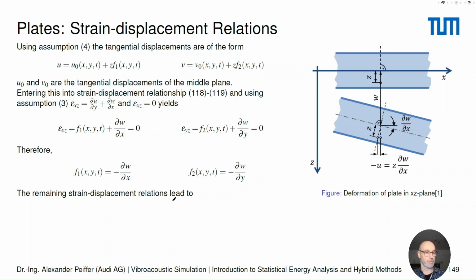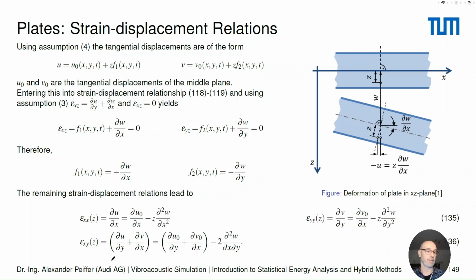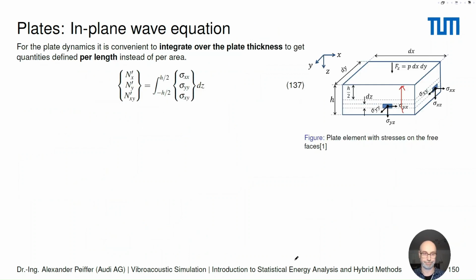And the remaining stress-strain equation leads then finally to all the things that we know. So that means our strain, depending on the thickness variable z, is given by such formulas. So just the middle plane and a specific relationship of the out-of-plane displacement. Why do we need this? We will later need this to describe all the mechanical equations by the middle plane quantities.